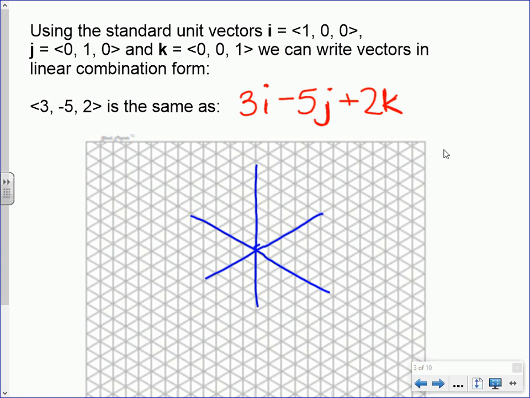Okay, so this vector 3, negative 5, and then 2. There's our vector lying in which octant? The fourth.